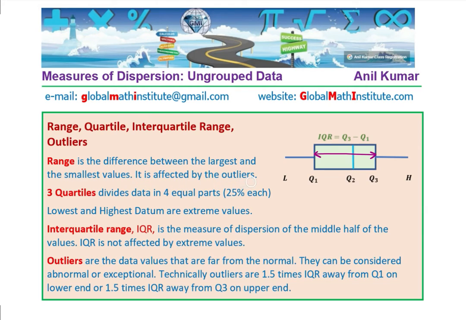It is affected by the outliers. The 3 quartiles divide data into 4 equal parts, exactly 4 equal parts, 25% of the data in each. The lowest and the highest datum are extreme values. The interquartile range, IQR, is a measure of dispersion of the middle half of the values. IQR is not affected by extreme values. And as you know, IQR is equal to Q3 minus Q1.